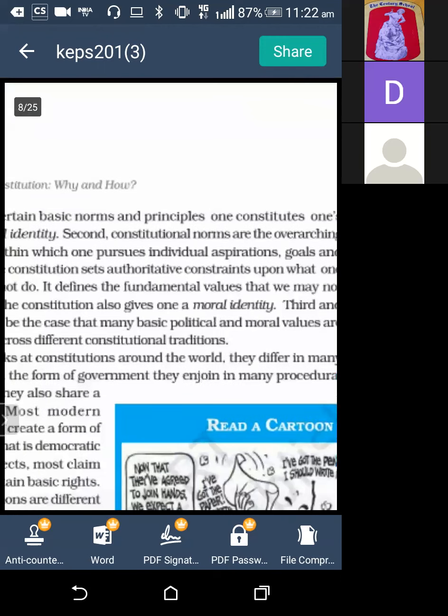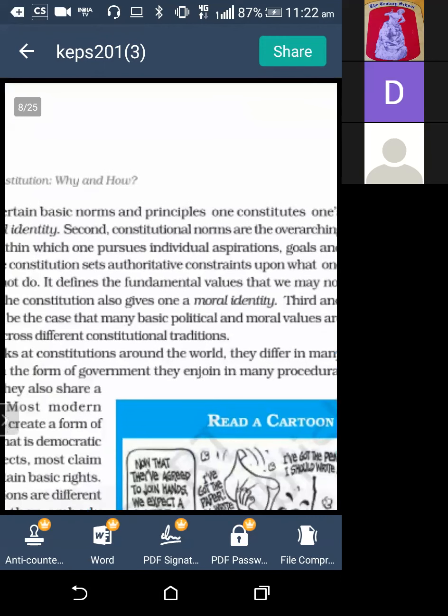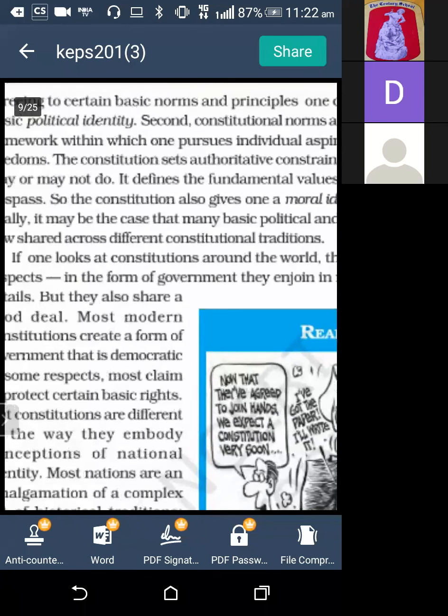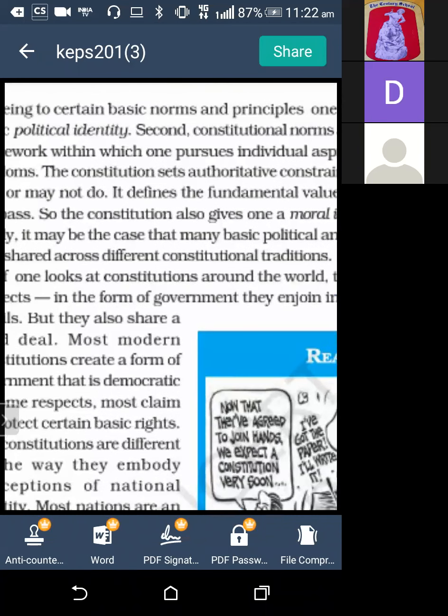I forgot to share the screen with you. It is along with it. It's page number 9. It's always page number 9. Now, we may not trespass the rules and regulations.